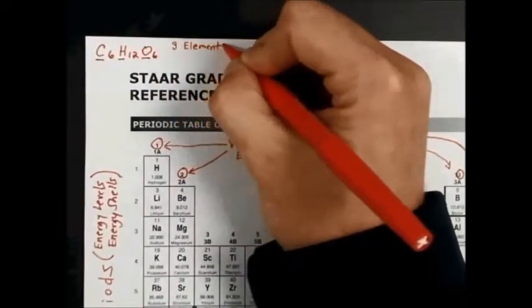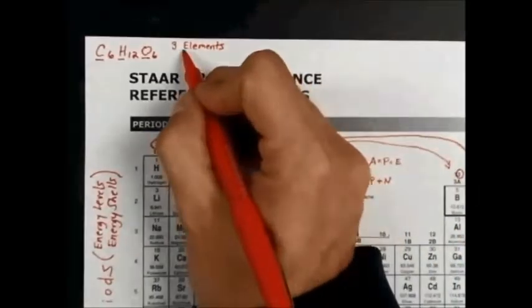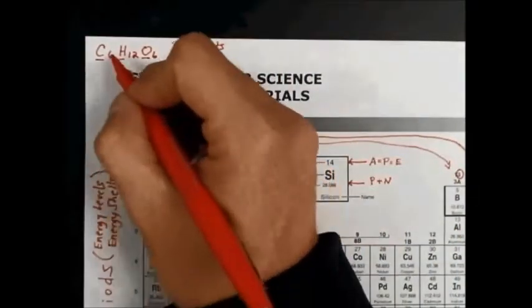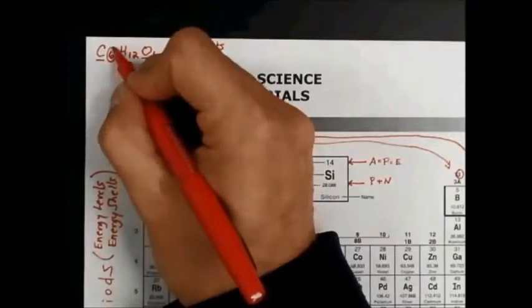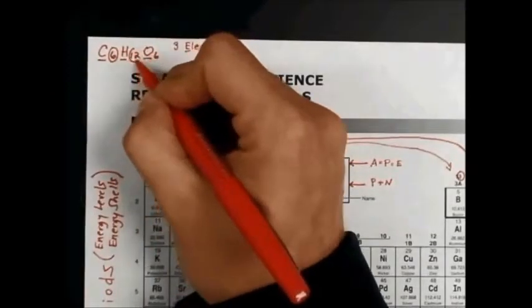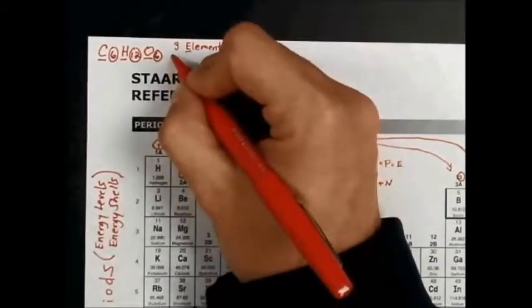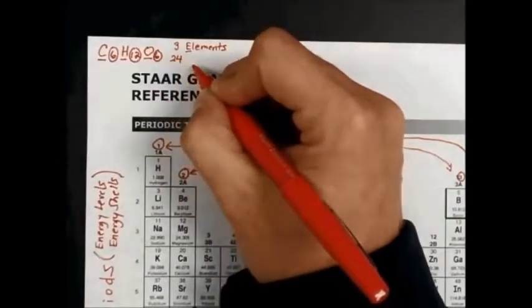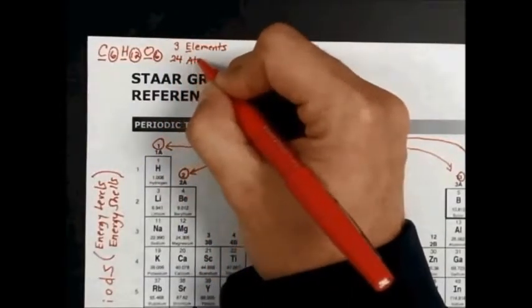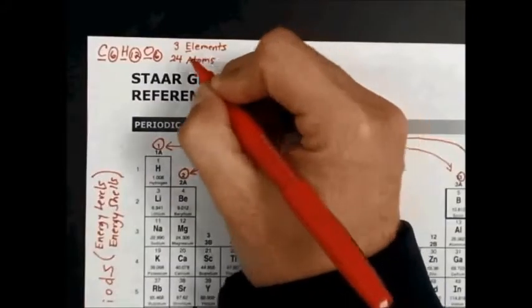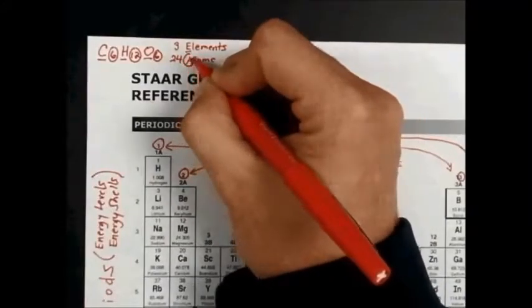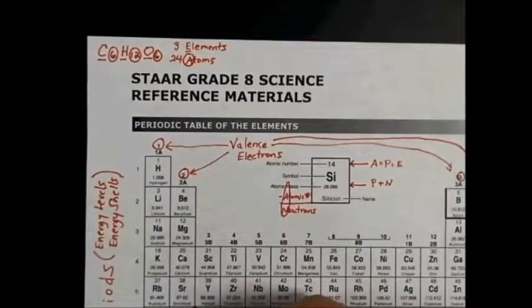And it has a total of 24 atoms. We do that by counting the subscripts. That's the little number behind each of the particular elements. If there is not a number there, then it is implied that it is 1 atom. It cannot have a letter and not have an atom, so it has to be a 1. In this case, it is 24 atoms.